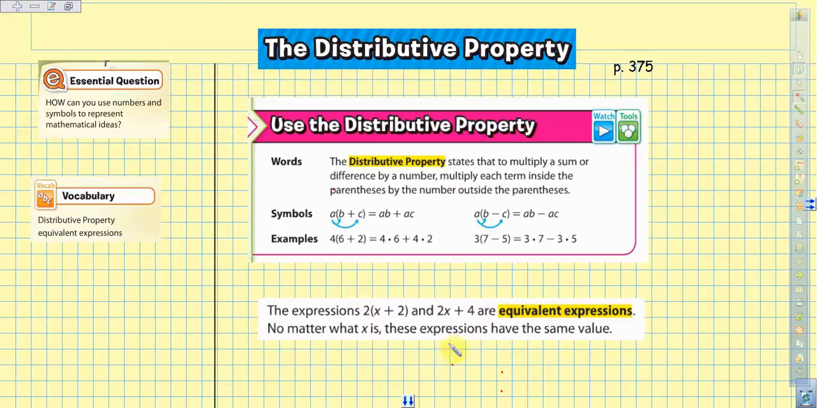Okay. What are equivalent expressions? Well, in this case, it doesn't matter what the variable x is. These expressions will have the same value. The reason is that we're taking our 2 and multiplying it to everything in the parentheses. So it's the same as 2 times x and 2 times 2, which would be 2x and 4. These are equivalent, and another word for equivalent is equal. So there we go. We have distributive property and equivalent expressions.